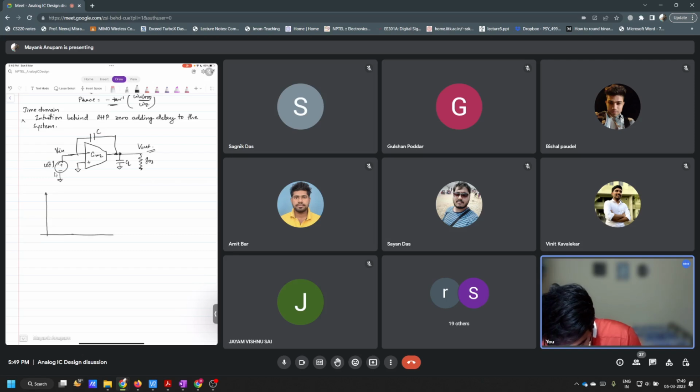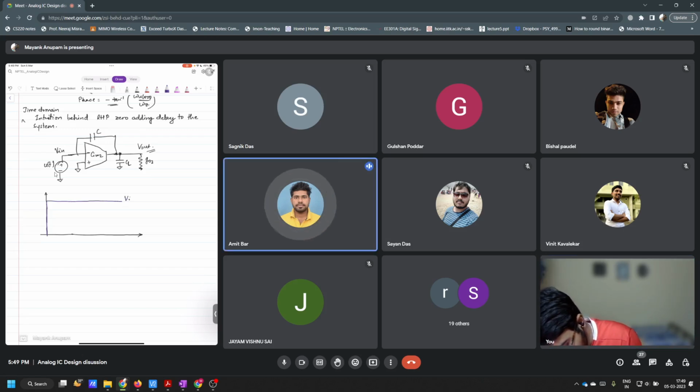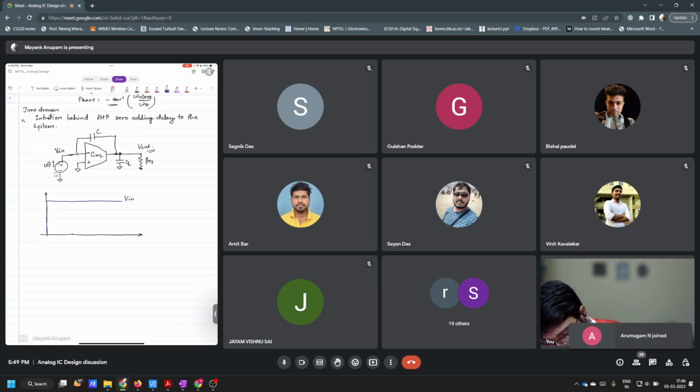So this is your input. Instantaneous charging at t equals 0. What will happen? Tell me. What will happen at t is equal to 0?